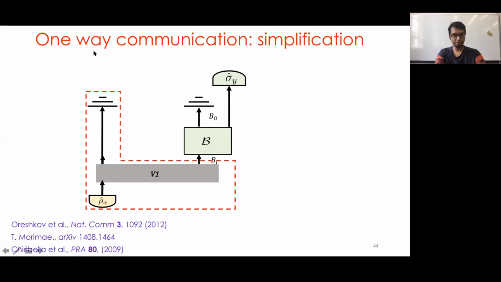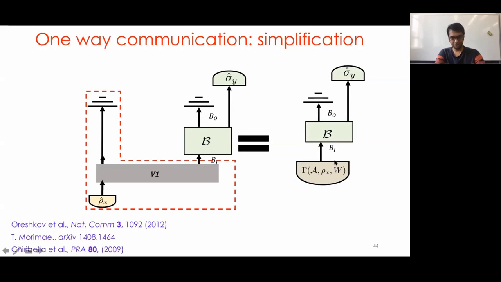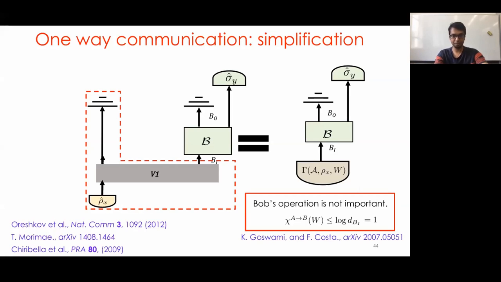One can see that this shaded region can be considered as a new quantum state. In this quantum state, the entire information of the background process is concentrated. This makes Bob's operation redundant; that is, Bob's operation is not important. More interestingly, the maximum amount of information possible to transmit from Alice to Bob is bounded by the logarithm of the dimension of Bob's input system. So when the dimension of B_i is one, then this quantity will be one. That is, we can send at most one bit, even through an indefinitely ordered system, to Bob when Bob's input Hilbert space dimension is one. This is one interesting theorem in our paper.